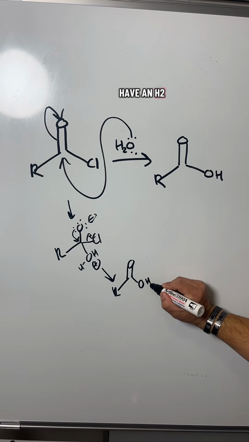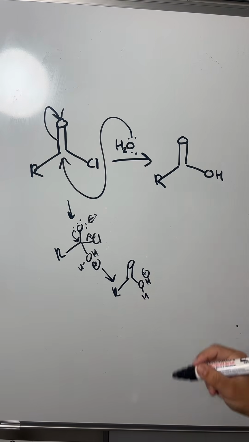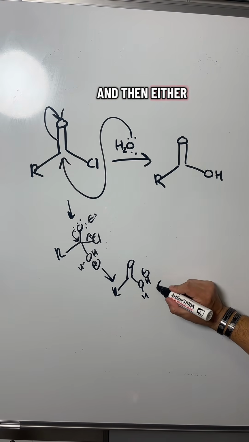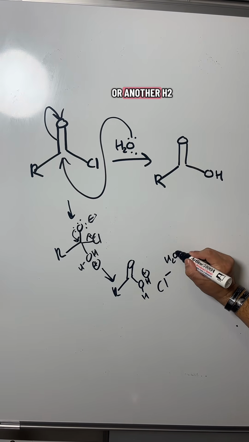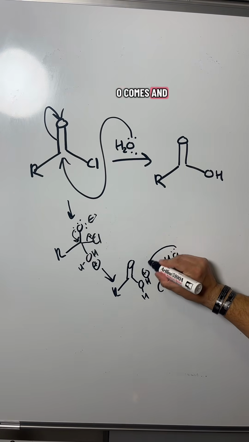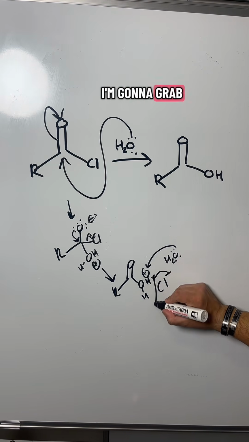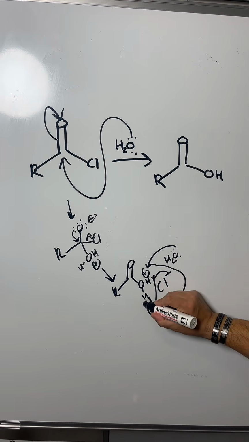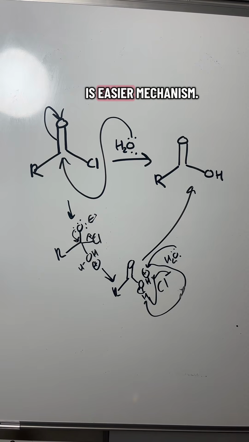And then we have an H2O plus here, and then either the Cl minus comes and grabs it, or another H2O comes and grabs it. Both are mechanistically viable. Actually, no, I want to grab this one. I'm sorry. And he's going to come in, and then we kick that up, and we form our carboxylic acid. I think that's the easier mechanism.